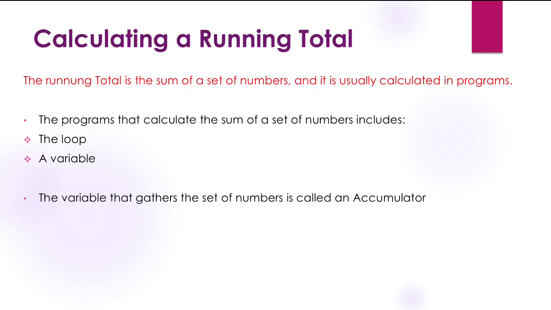Also, the variable that is used to accumulate the total of all the numbers is called an accumulator. A value is added to the accumulator every time the loop reads it, and it is best if the accumulator variable is initialized to 0, because if it is a value other than 0, then the accumulator will not give the correct total when the loop ends.